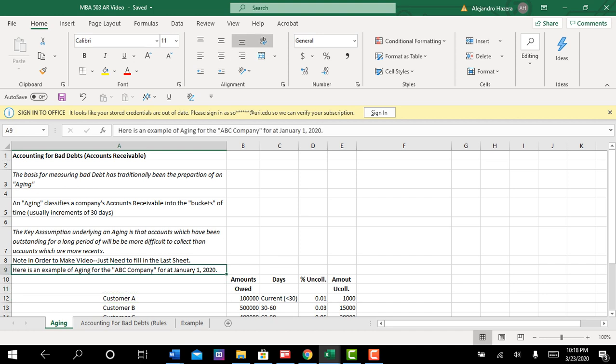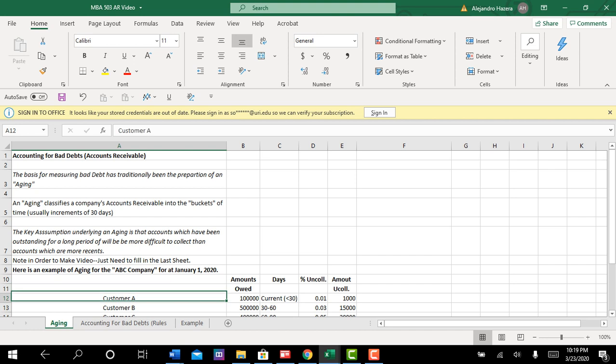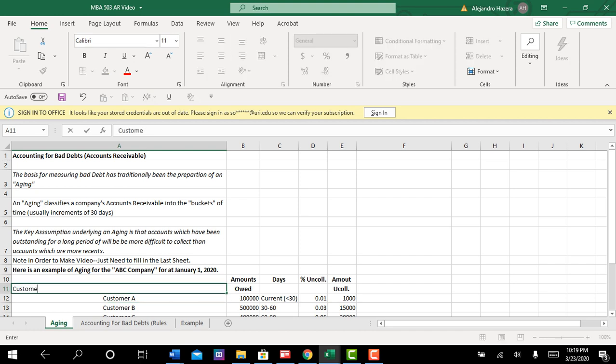Okay, and I'm assuming that this is an aging for the ABC company as of the beginning of the year. It could be any year, beginning of any year, as of January 1, 2020. So I guess we're dealing in the year 2020. And this aging, I could put the word customer here.